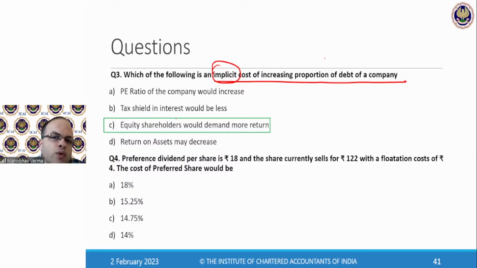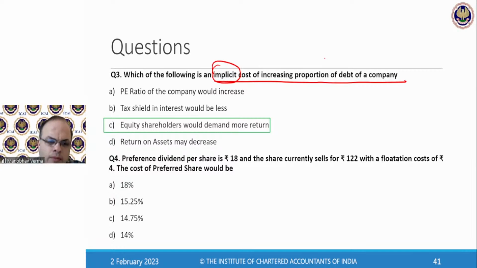Tax shield in interest would be less. That's absolutely irrelevant because that entirely depends on the tax laws. And again, it's not an implicit. Return on assets may decrease for the same reason, but equity shareholders would feel more insecure. It will increase their expectations because their capital is not so secure now because they are more into debt. So C is the correct answer, guys. So those who got C, it's perfect.